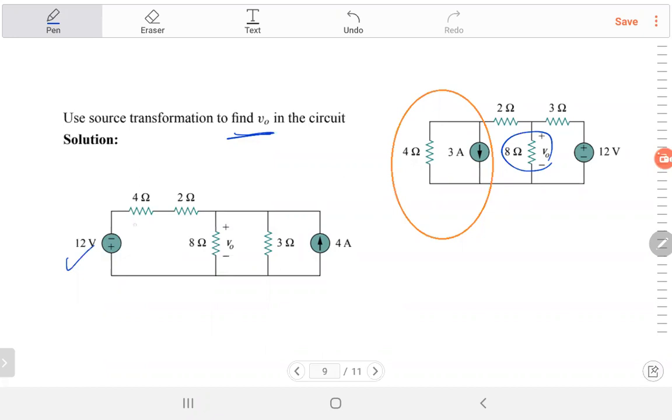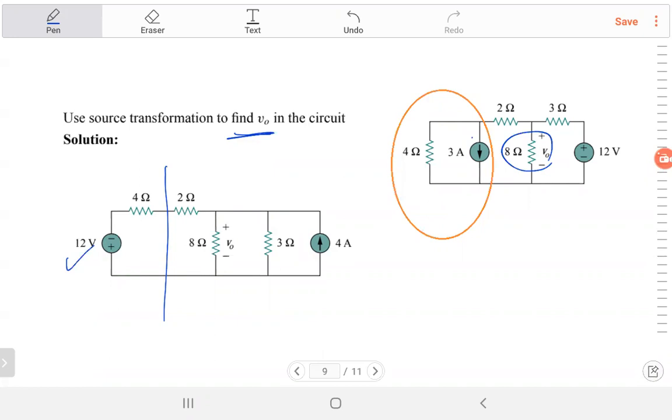And the 4 ohm, I put it there. And of course, you will not have the current source here. That's what I did. I converted this current source into a voltage source. Then I completed the circuit. Then I put the 2 ohm, the 8 ohm, the 3 ohm, the current source. I'm not done yet because you have to find the output voltage.